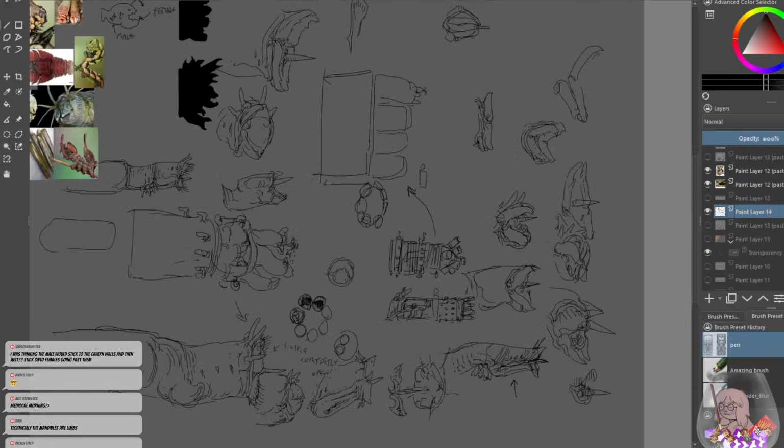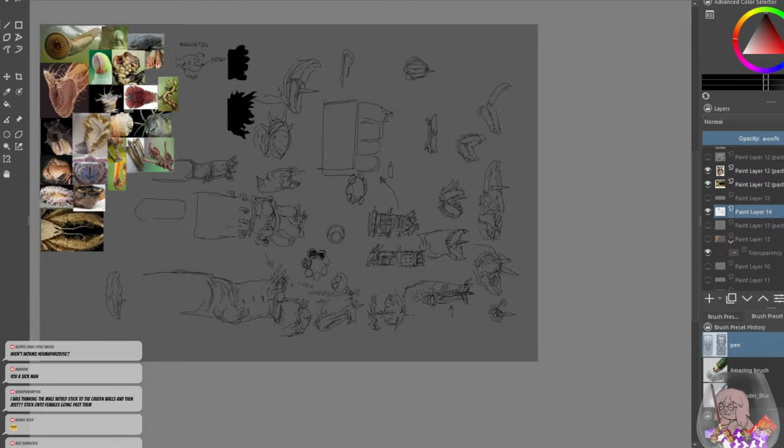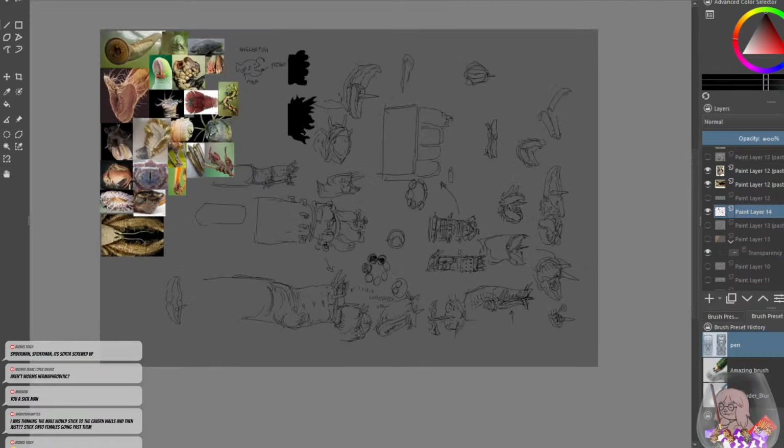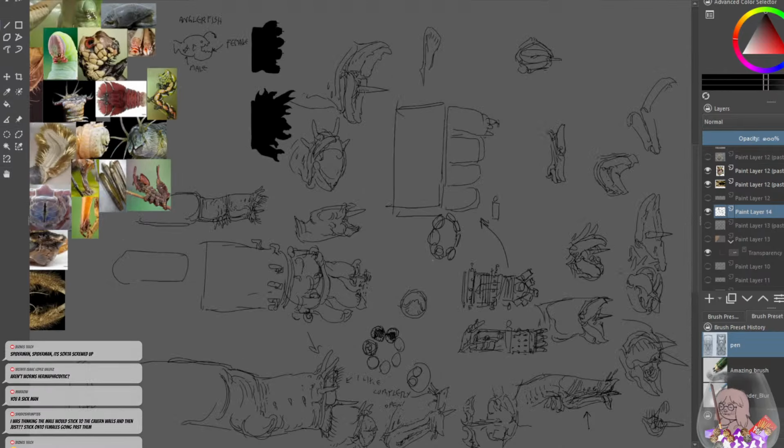I was thinking the male would stick to the cave walls and then just stick onto the female going past them. Ooh, that'd also be interesting. I sort of feel like having them be very parasitic is interesting. Like you said, they just stick to the walls, or they follow the tunnels that already exist, following some pheromones or whatever, and just look for a female, and when the female crawls past, they attach themselves to her. I think that'd be really interesting. Very weird, but also interesting.